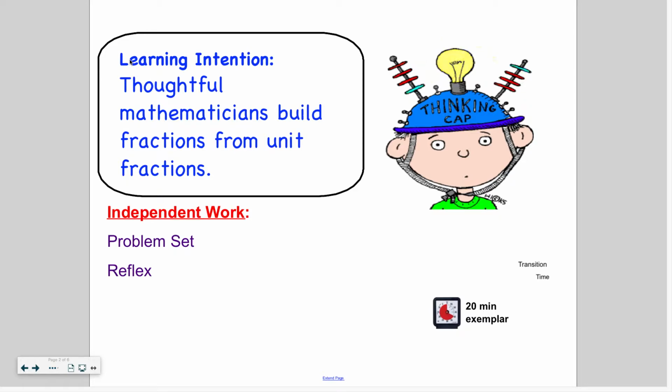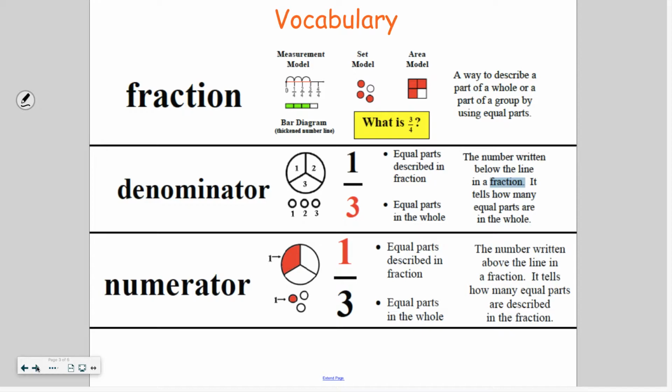So as always, let's start with our learning intention. Thoughtful mathematicians build fractions from unit fractions. Let's review our vocabulary. A fraction is a part of a whole, and they are split into equal parts.